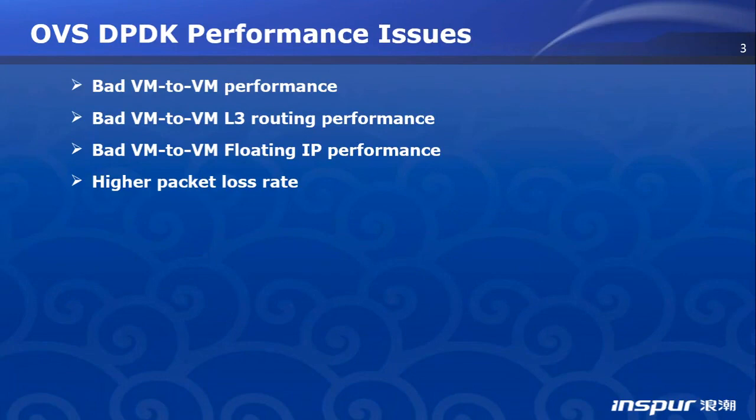VM-to-VM floating IP performance is bad too because there are tap interfaces, iptables, and conntrack involved. VM-to-VM floating IP communication means two VMs use assigned floating IPs to communicate. In addition, the UDP packet loss rate is very high in the current OVS-DPDK community version because of poor tap interface performance, poor iptables performance, and poor conntrack performance.